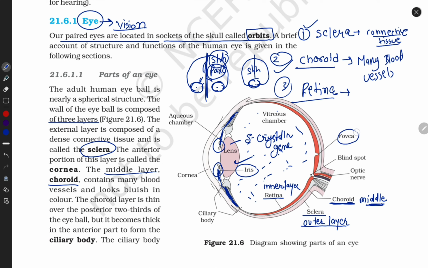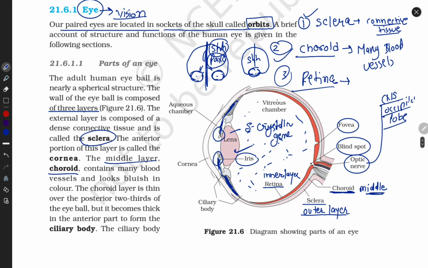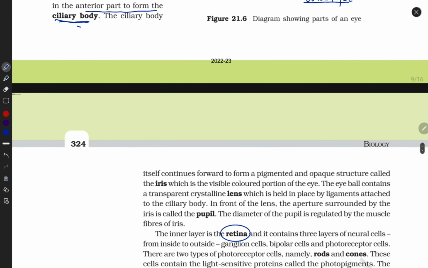This is the fovea, this is the blind spot, and this is the optic nerve. They are connected to the CNS, the brain, through the occipital lobe. This is not in your book, I'll give you extra. Okay, let's complete. The extension of the choroid further anterior forms the ciliary body, useful for contraction and relaxation.